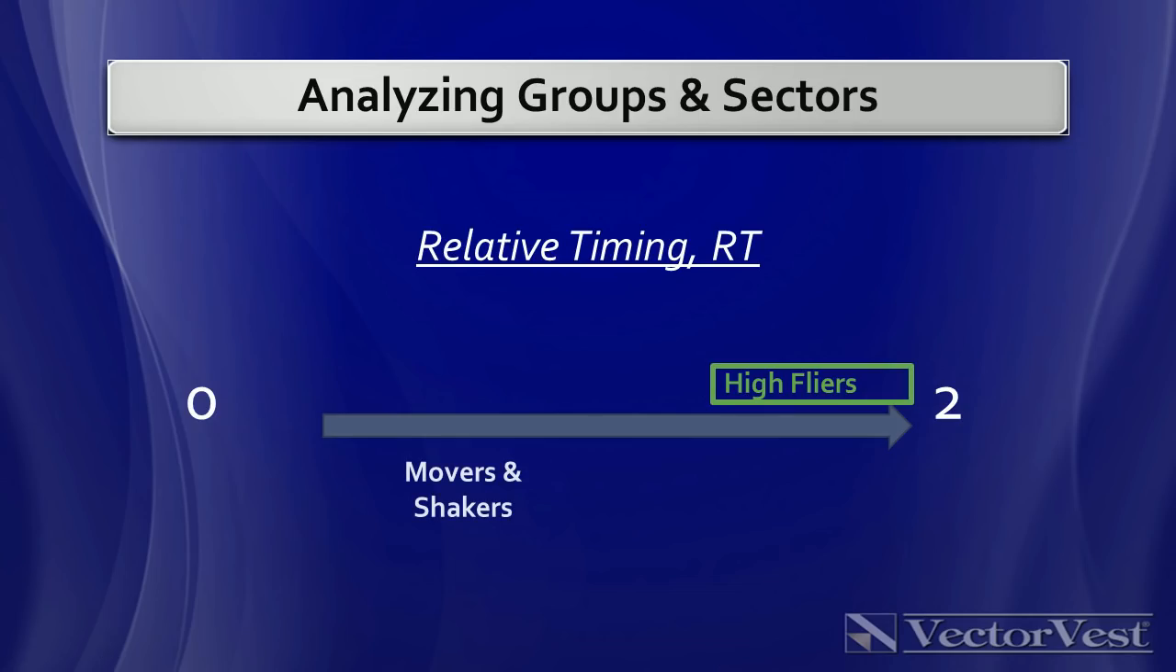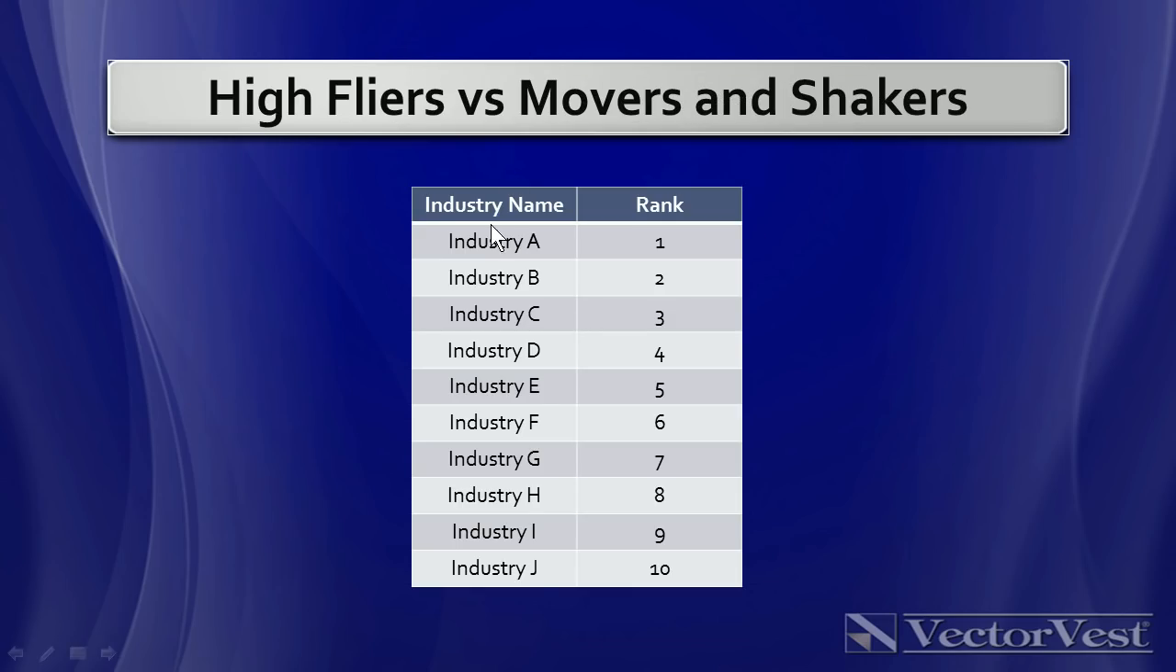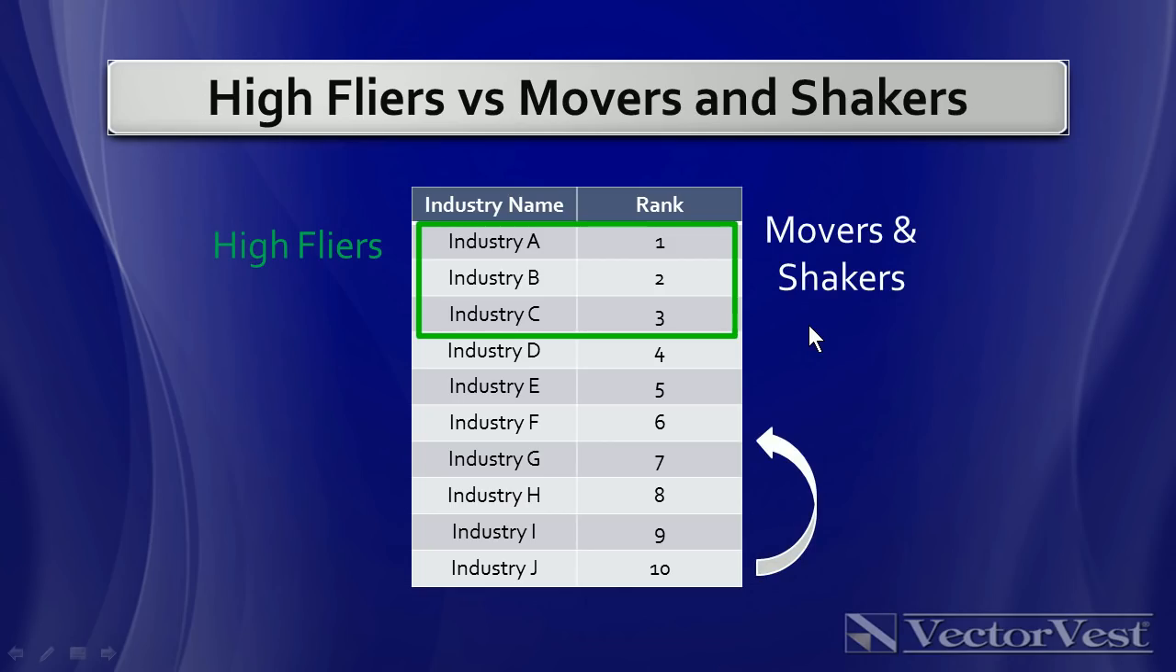The movers and shakers are those that are moving up in rank, particularly those that are outside the top performers. Stated another way, if we have a list of industries and their RT rank, this industry A is the highest ranked RT value industry in the database, and we do provide the RT rank as a data point, then the high flyers are those that are established at the top of the list. The movers and shakers are those who are moving up within the list.